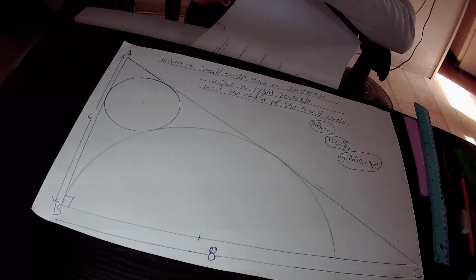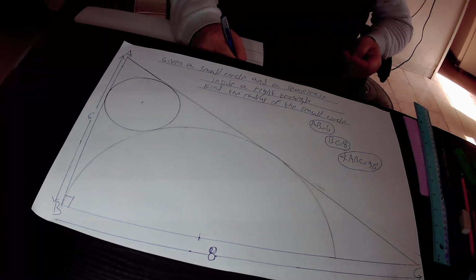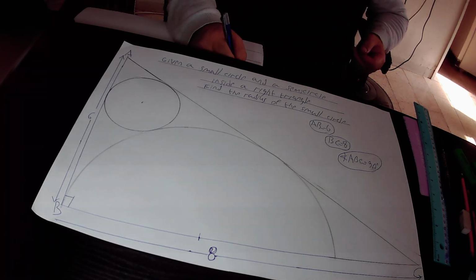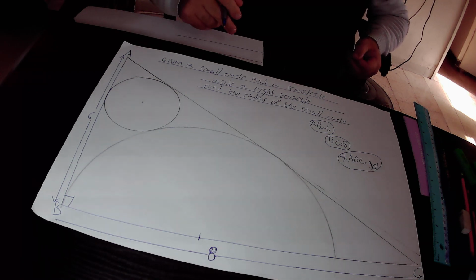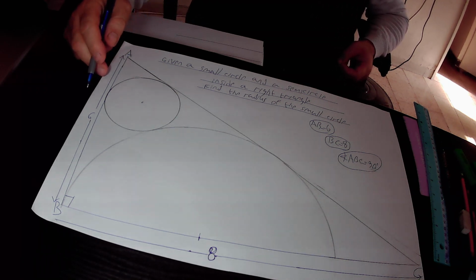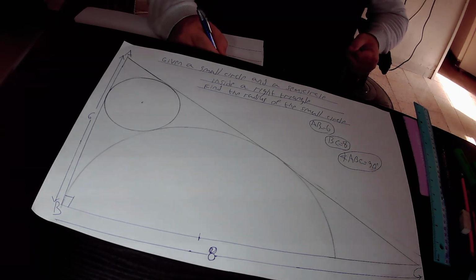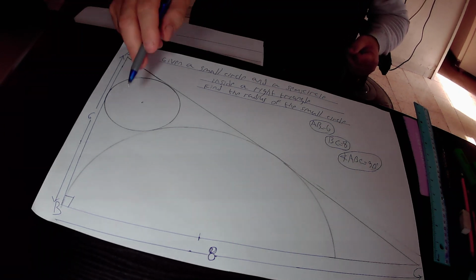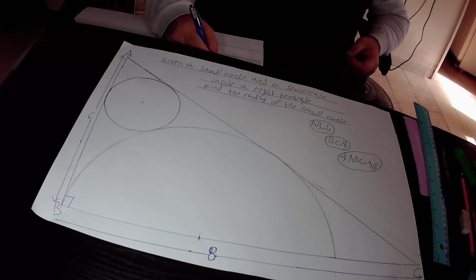AC is the missing side, so we leave it as it is. AC squared equals AB squared. AB is 6, therefore AB squared is 6 squared, that is 36, plus BC squared. BC is 8, therefore BC squared is 8 squared, that is 64.